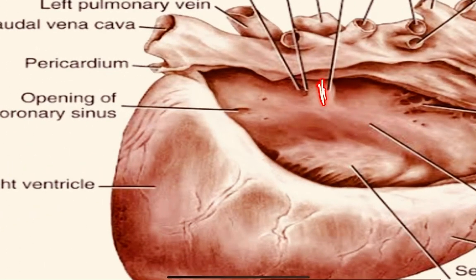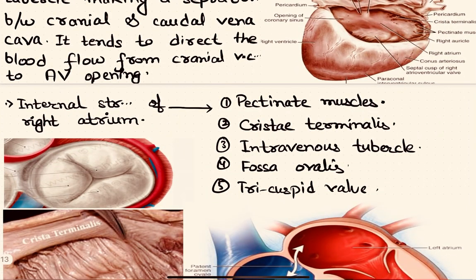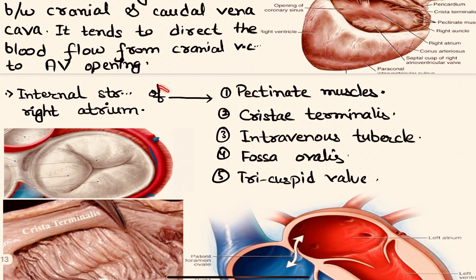You can see here, this is the intervenous tubercle which separates the cranial and caudal vena cava, so that blood from the cranial vena cava should enter the ventricles through the atrioventricular valve or tricuspid valve. There are 5 internal structures which we generally find in the right atrium.